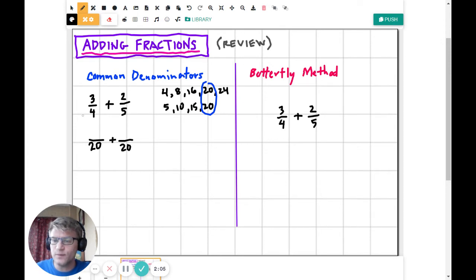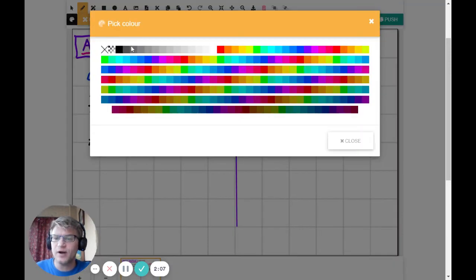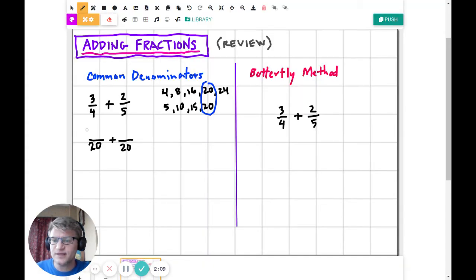Now, if I change the bottom number, I have to do the same thing to the top. So if I look at this and say, how did 4 get to 20? Well, 4 got to 20 by multiplying times 5. Therefore, I need to do the exact same thing to the top, and that is multiply times 5. And that will give me 15 over 20.